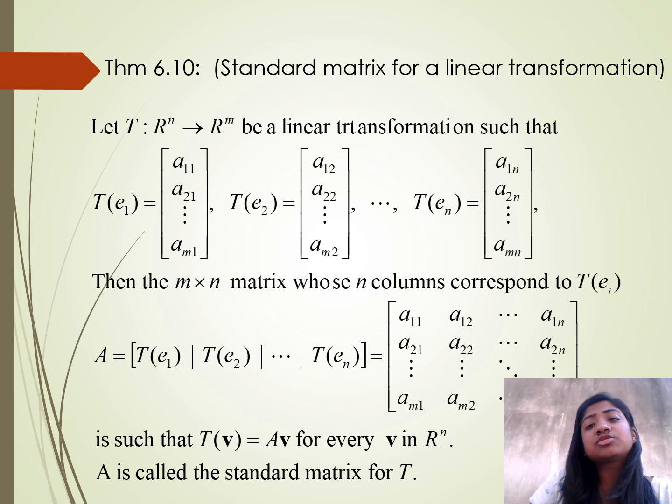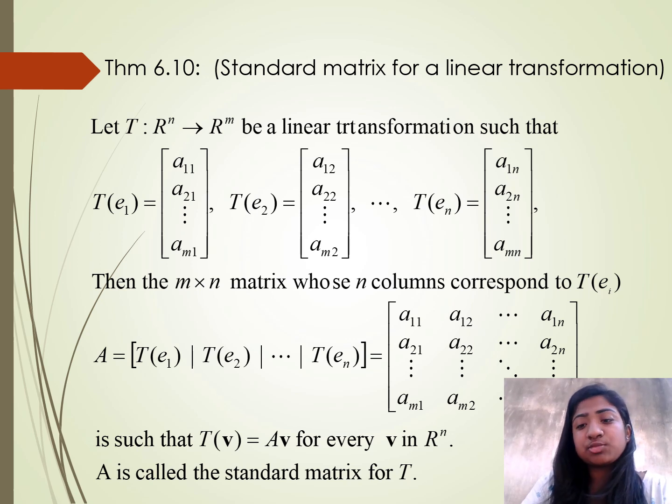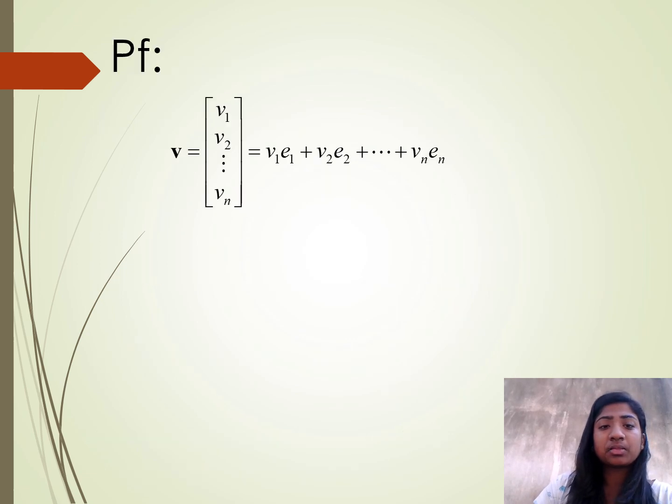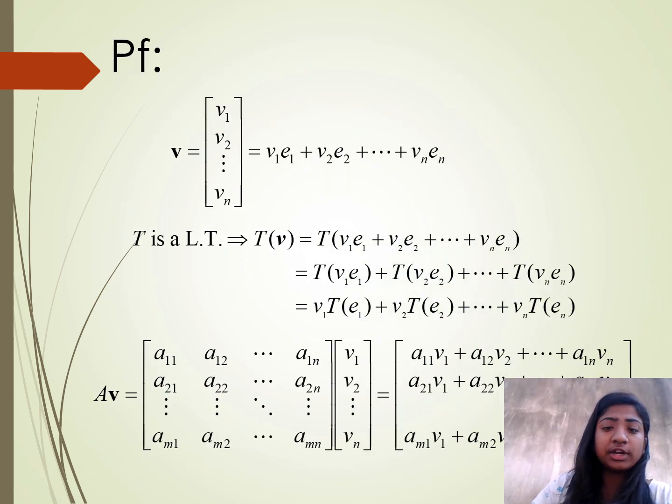Next theorem: standard matrix for a linear transformation. Let T mapping R power n to R power m be a linear transformation. Then the m cross n matrix whose n columns correspond to T of e i is such that T of v equals A v for every v in R power n. A is called the standard matrix for T. Here is the proof for it.